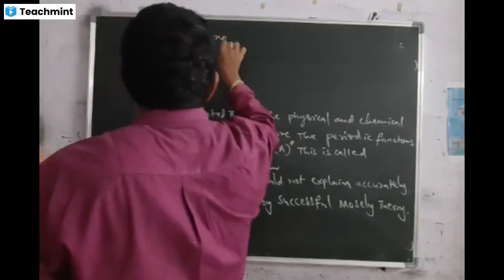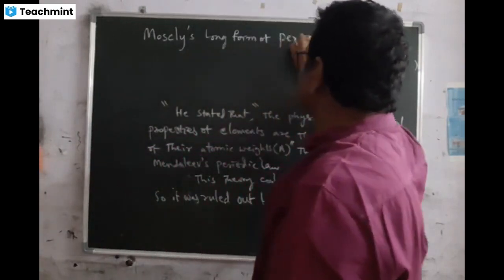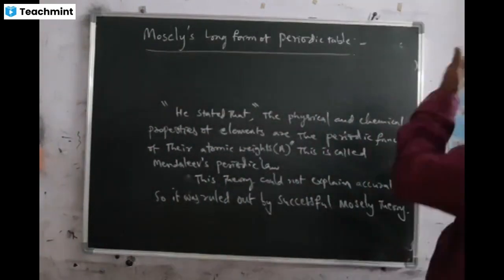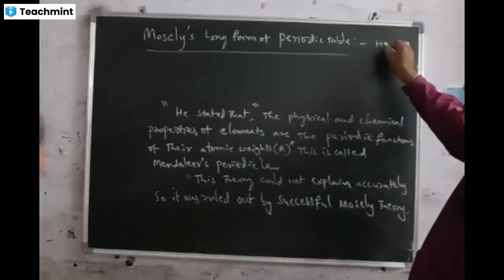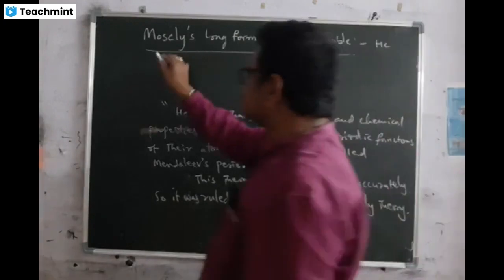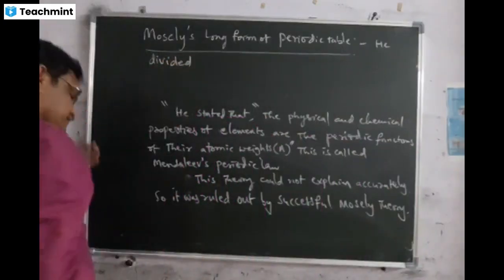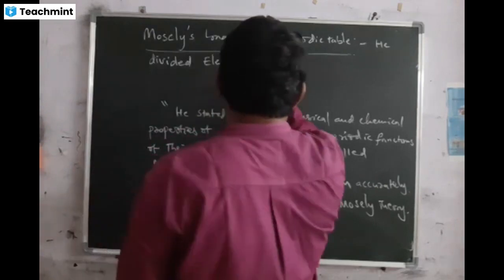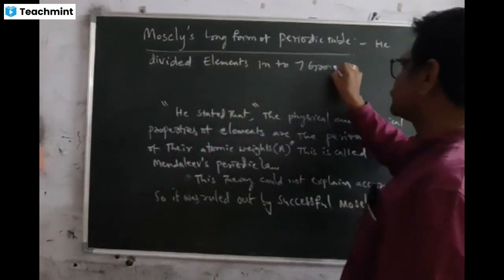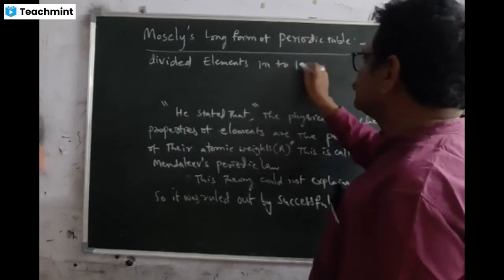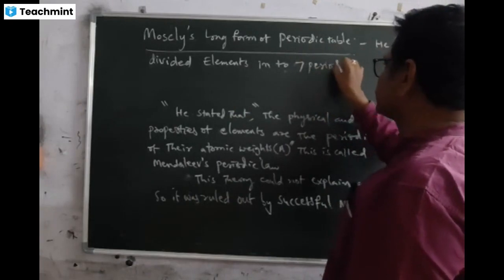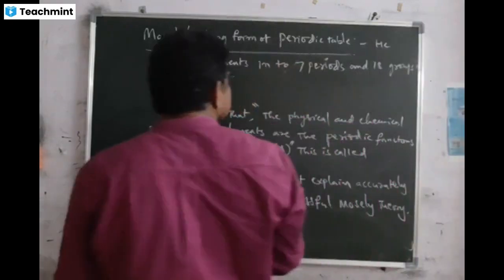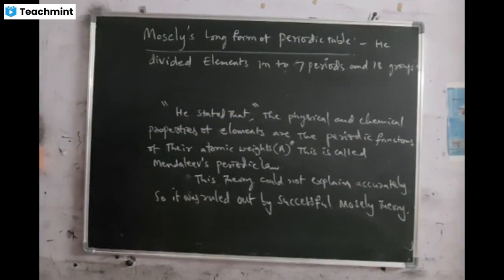Moseley's long form of the periodic table, also called the modern periodic law. So he divided the elements into 7 periods and 18 groups.